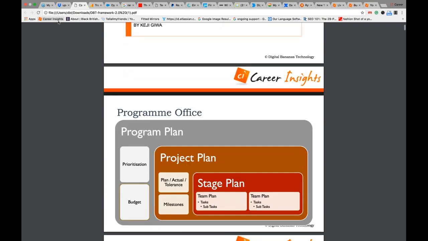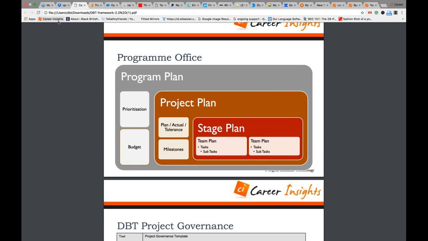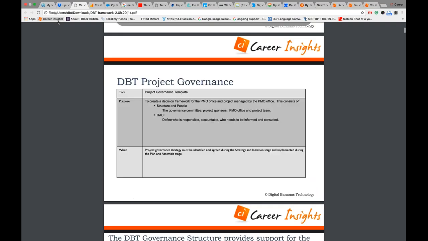Remember what I told you: our digital transformation initiative is managed by the program office, and we will have to have a program plan, prioritize that portfolio and allocate a budget to it. Then each project manager will create a project plan, set actuals and tolerance for that project plan, and then set milestones, which stage we've achieved this for each stage plan. Each team will then implement what needs to be implemented while the project manager manages, monitors, and controls the budget, resources, and timeline. So you can see how the program office plays into the projects that you will be managing.